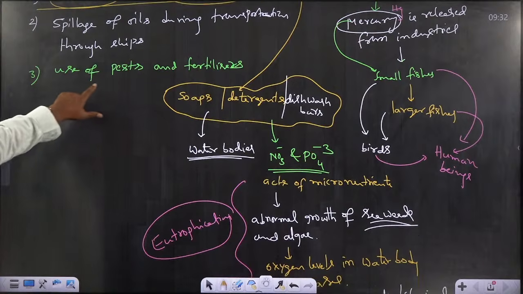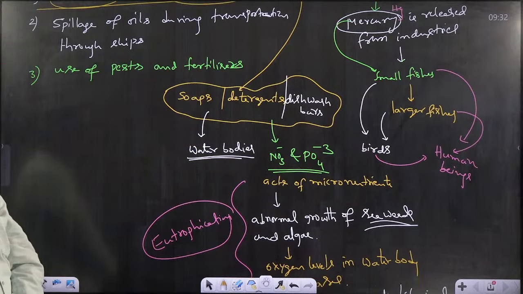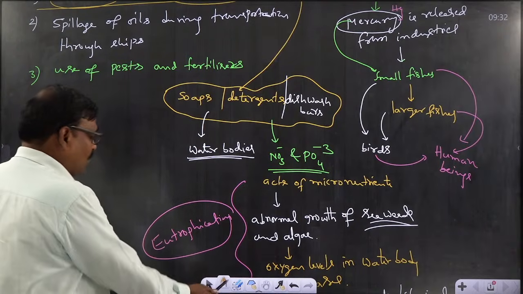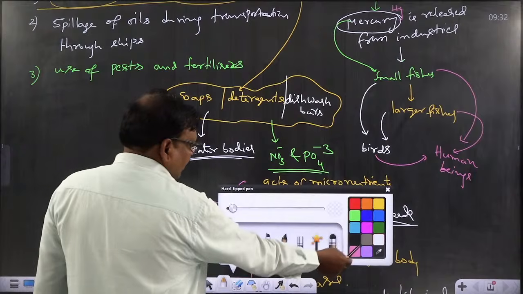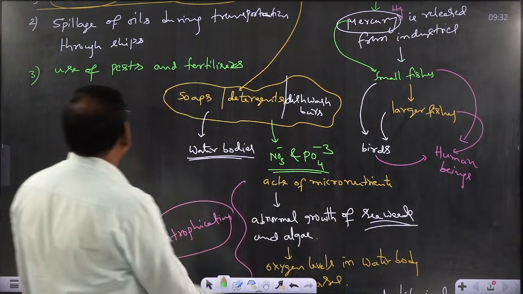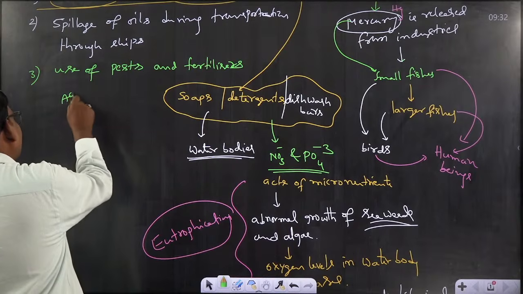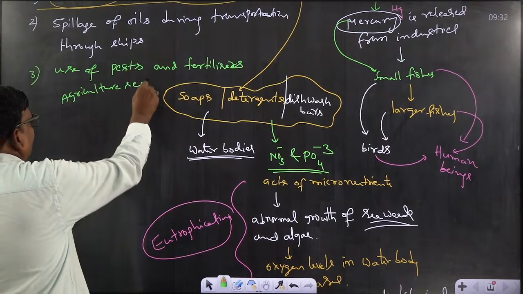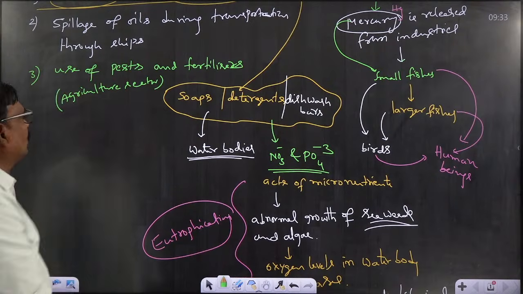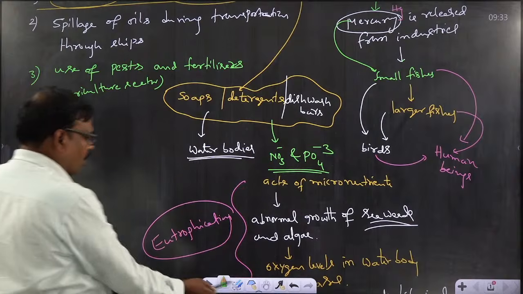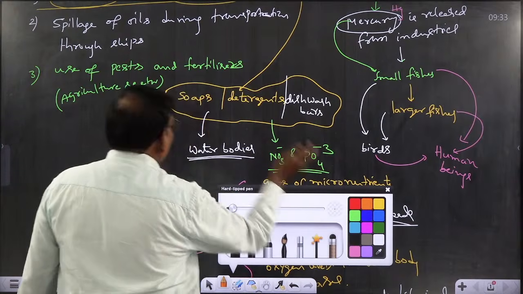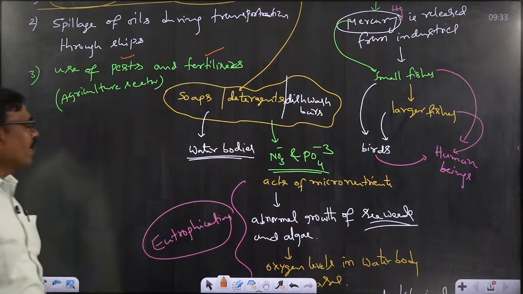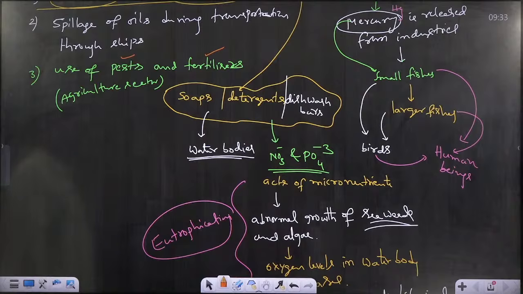Coming to the third one, the use of pesticides and fertilizers. Actually, for good growth and killing of insects, we can use pesticides and fertilizers, mostly in the agriculture sector. By the use of pesticides, we can control the insects. By the use of fertilizers, we increase the growth of the product.